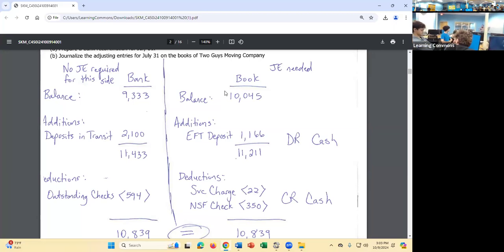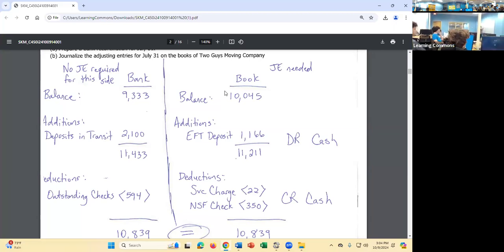Because we already said that this deposit was in our books correctly, and these checks are recorded in our books, so we don't need to report them again, right? So no journal entries for this side. So we're focusing on this and those two. And because we have additions and subtractions here, and we're dealing with cash, anything that's an addition, we already know half of our journal entry is going to be a debit to cash. And we know anything down here, our deductions, is going to have to be a credit to cash. So we have half of our journal entry for all three of these.